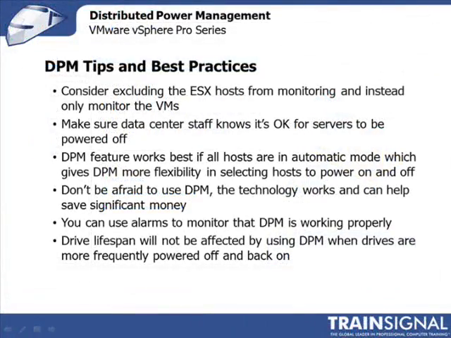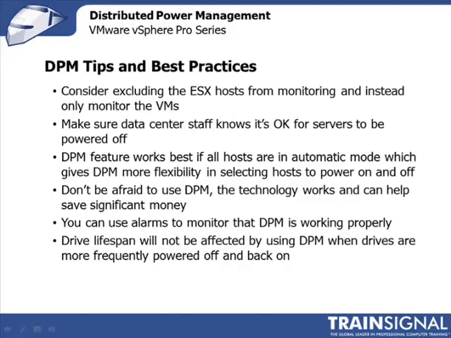Here are some tips and best practices for using DPM. If you're using a monitoring system to monitor that your ESX servers are up or down, it will trigger an alert whenever a host is shut down. Having servers going up and down automatically can generate a lot of confusion and false alarms. In addition, many data centers measure uptime statistics on all the servers. Having hosts go down during periods of inactivity can significantly skew those numbers.